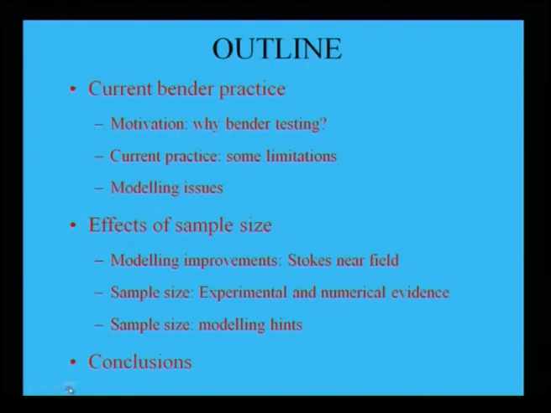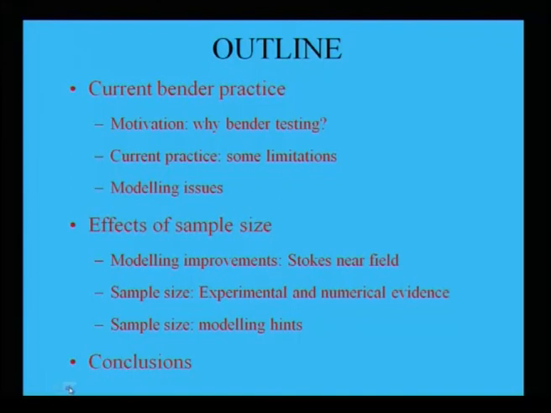Then what are the outlines we are going to discuss? First, current bender practice and motivation: why bender testing, and what is it required for. As I said, bender testing is more robust, and you can more easily find in the laboratory what kind of shear velocity a particular soil has. For that soil you can find the shear modulus G. G is nothing but your dynamic property of soil, which can be used for design purposes in ground response analysis of soil.